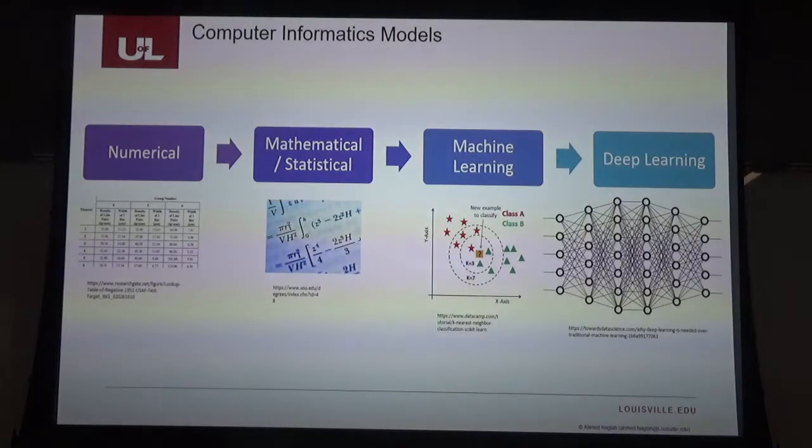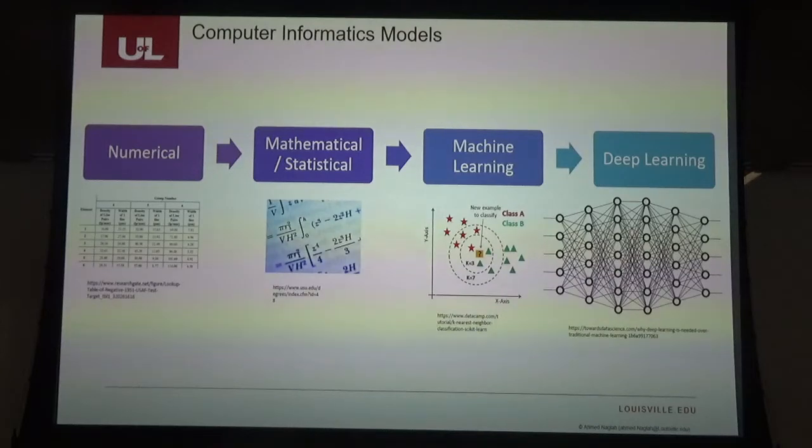So in the field of computer informatics, models can have subcategories. We can have numerical models, which are the lookup tables and numerical sheets that aid engineers, biologists, and physicians in their work, like drug doses and thresholds. We have mathematical and statistical models, and we have AI, machine learning, and deep learning.